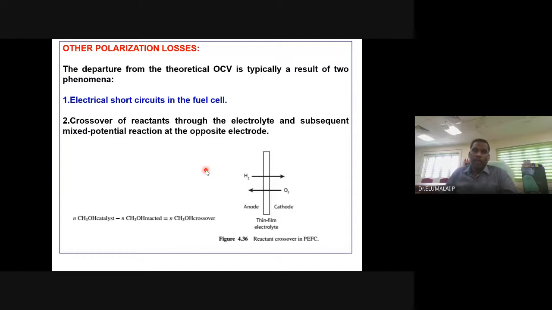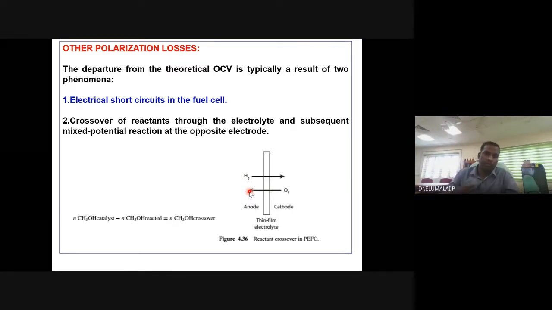The other reason is fuel crossover, which we have already seen. Hydrogen we want should react on the anode, but instead it may cross through and reach the cathode compartment. Similarly, oxygen we want to undergo reduction in the cathode might pass through the membrane and reach the anode, where it will undergo oxidation. Both will have mixed potential. Mixed potential will lower the cell voltage. Of the 0.6, 0.8 volt, we have several losses. This may be one of the contributors.